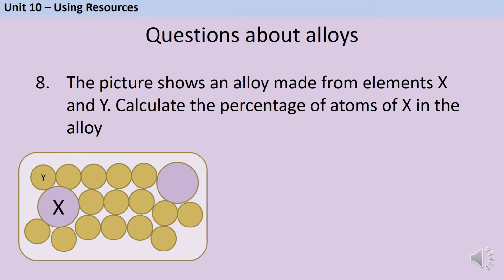Finally, here's a typical mathsy question about alloys. The picture shows an alloy that's made from elements X and Y. Calculate the percentage of atoms of X in the alloy. Pause the video, grab your calculator and see what you come up with.